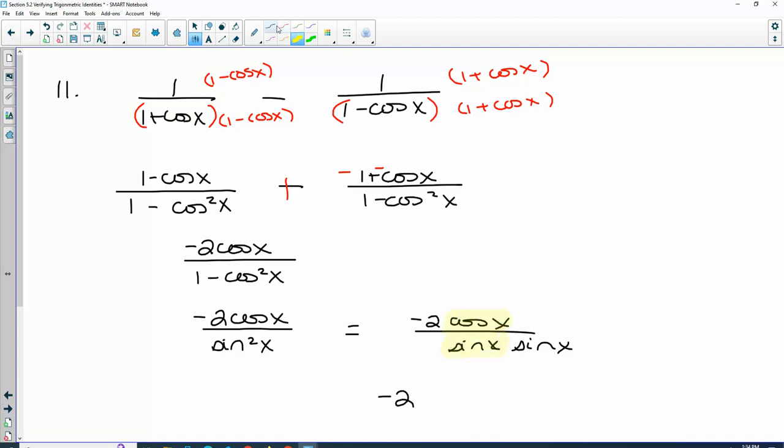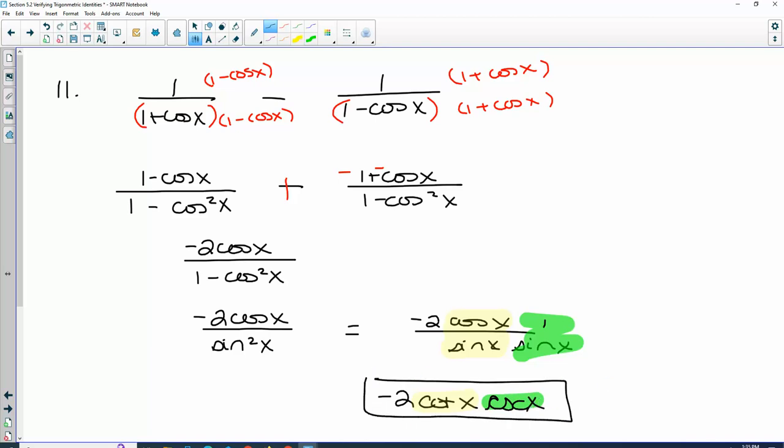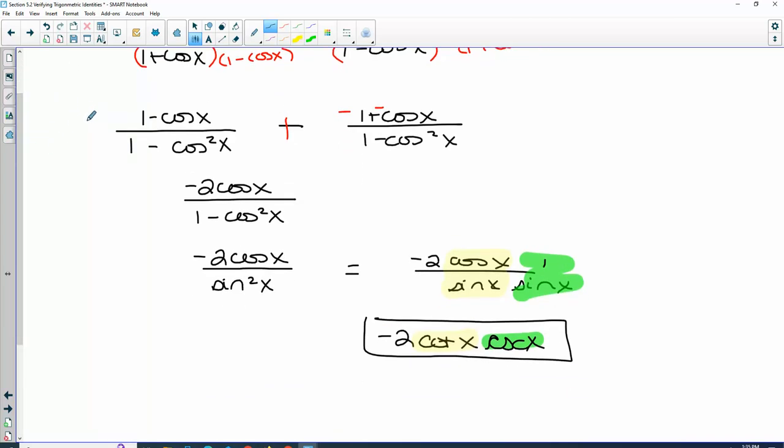You have a cosine over a sine. Cosine over sine is cotangent x. Okay, I'm left though with another sine on the bottom. So that's the same thing as saying 1 over sine. And 1 over sine is cosecant x. So sometimes you'll have to break apart your fractions a little bit to recognize any identities.